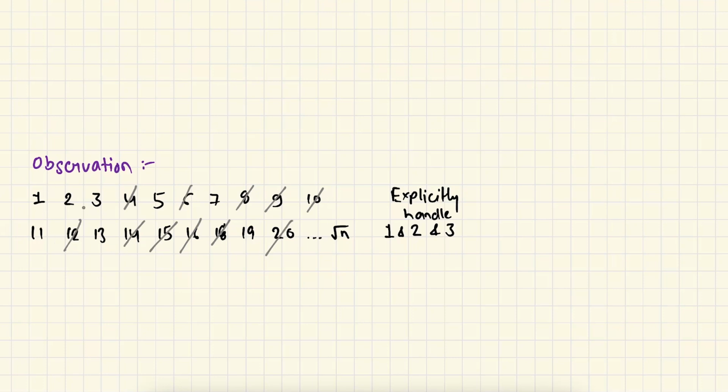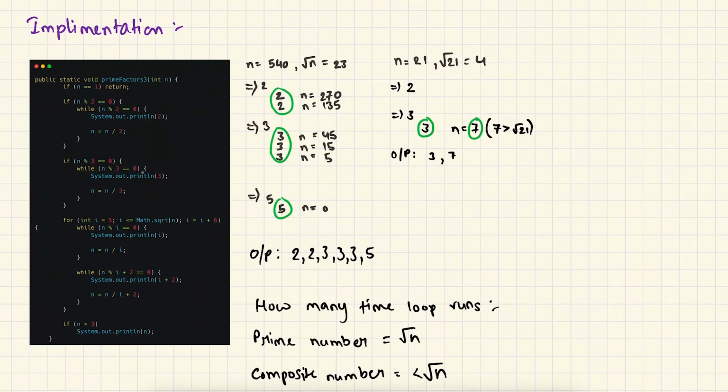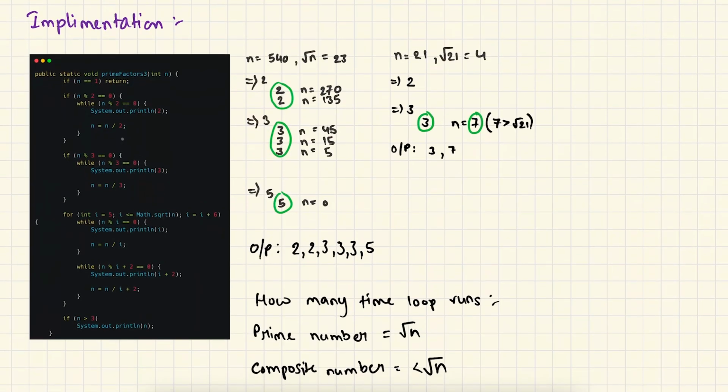So now what we do, we simply have to handle 2 and 3 explicitly, right? And by doing this, we do not need to check for the multiples of 2 and 3. So now let's implement this observation in our code and see how we can optimize the code better. So this is our final implementation, and this is by far the best implementation so far.